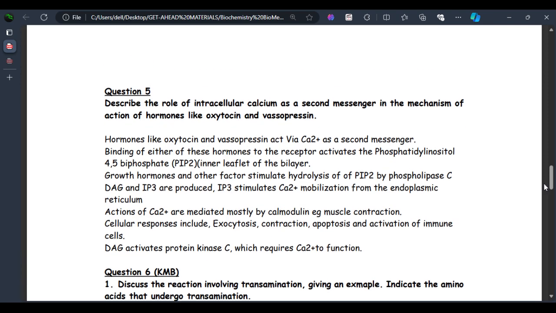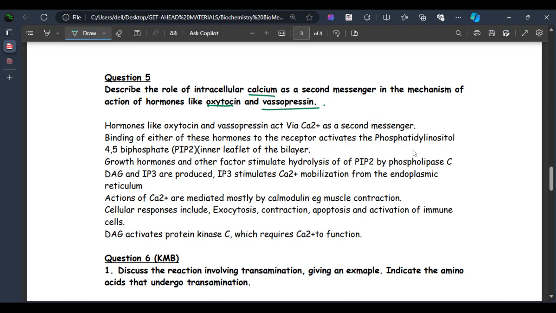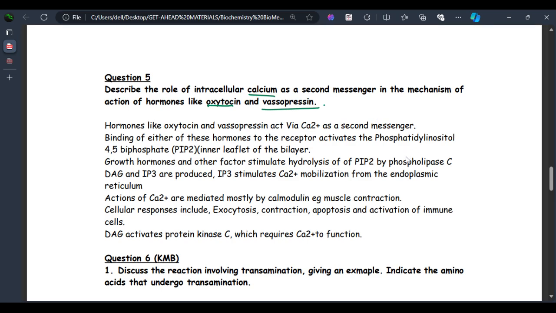All right, so question number 5 says describe the role of intracellular calcium as a second messenger in the mechanism of action of hormones like oxytocin and vasopressin. All right, so oxytocin and vasopressin, very interesting hormones, both of them coming from the posterior pituitary, and it's known that they will both act via Ca2+ as a second messenger.